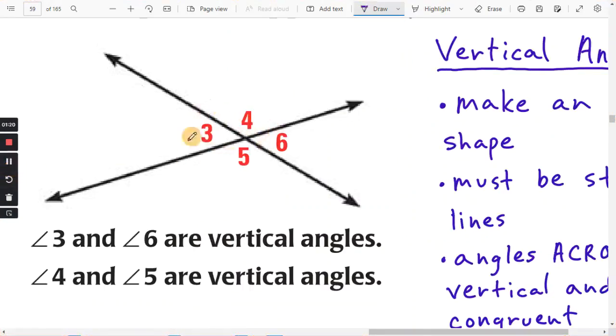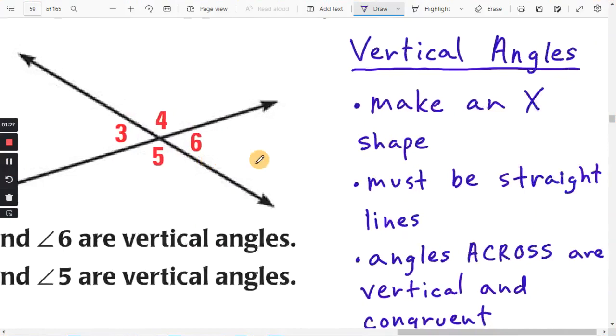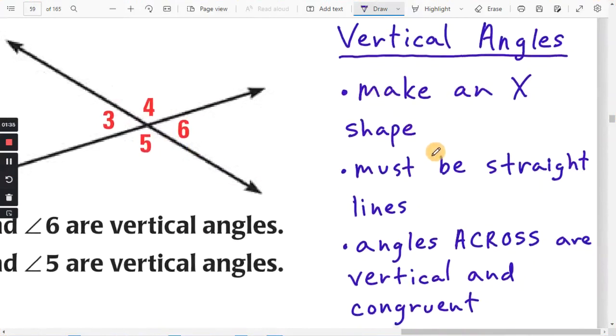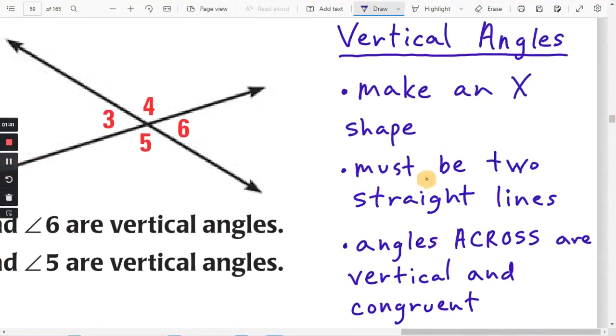Okay, so right here is an example of two pairs of vertical angles. If I can give you a summation here for vertical angles, they make an X shape, and they must be two straight lines. Let me fix that. Okay, they must be two straight lines, and the angles across from each other are vertical and congruent. So let's take a look.